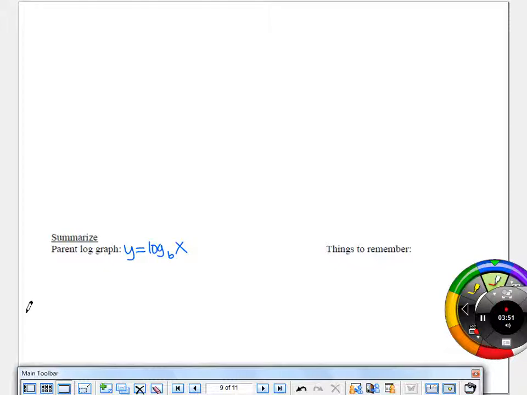Just like with the exponential functions, how many parent functions are there with exponential functions? Infinitely many, because the base can change, right? But with quadratics, how many parent functions were there? 1, x squared. But now because the x is in the exponent, you have this other thing that could change, the base. So each time we start, there are some things that are the same, but depending on that base, our parent function changes.